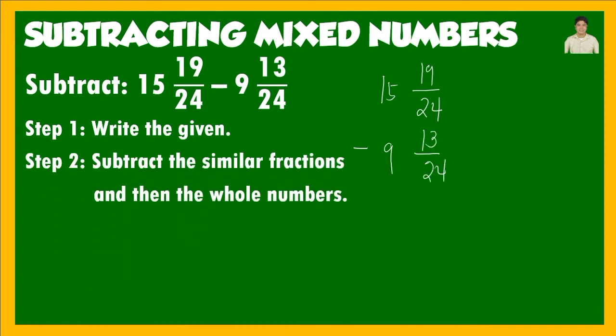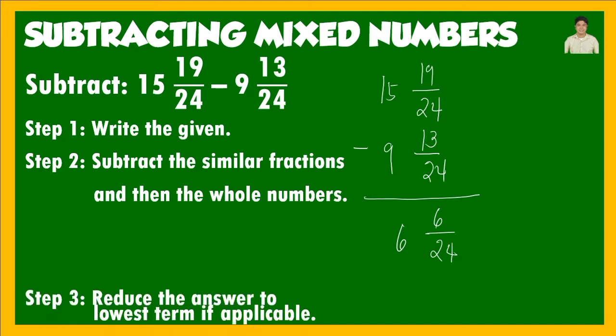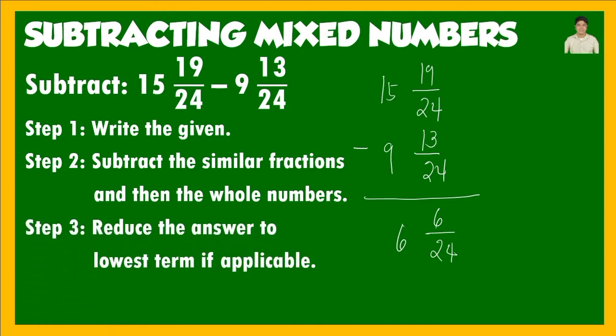Next step, subtract the similar fractions and then the whole numbers. So sa similar fractions muna tayo, 19 minus 13, we have 6 over 24. And then 15 minus 9, we have 6. So our answer is 6 and 6 over 24. Now, for the last step, reduce the answer to lowest term if applicable.